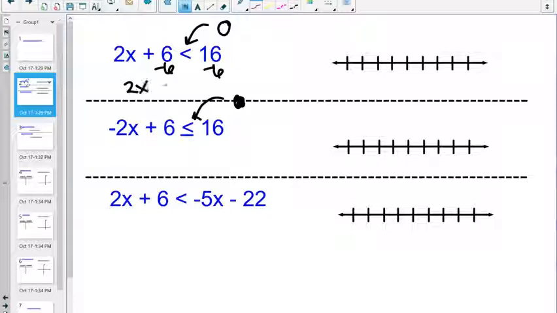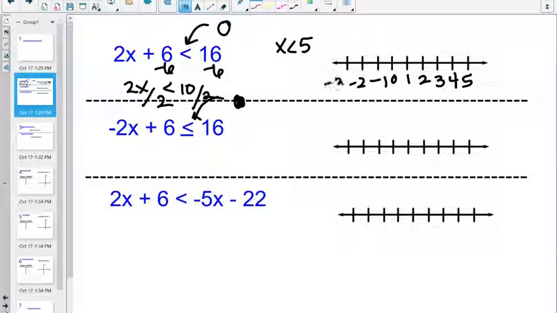So I've got 2x less than 10 now, and I'm going to divide both sides by 2, and I get x less than 5. So on your number line, you're just going to give yourself a few numbers. You don't have to do all these. Then I'm going to put an open circle at 5, and I want all numbers less than 5. So my arrow is going to go this way, and you can shade it in a little bit darker if that makes more sense to you, because it is difficult to see. So that one's not so bad.